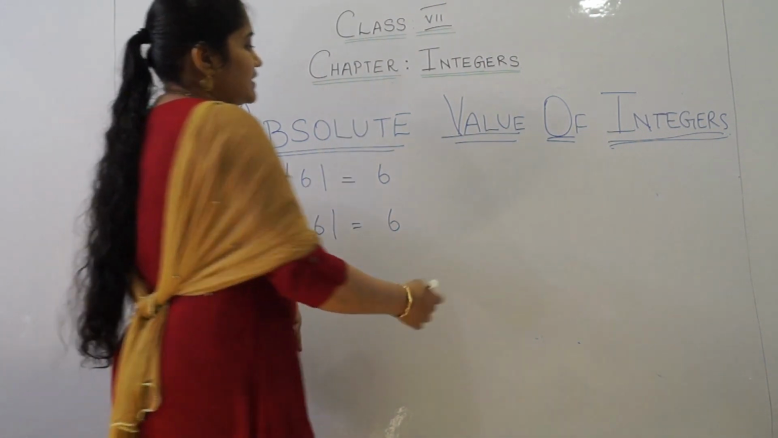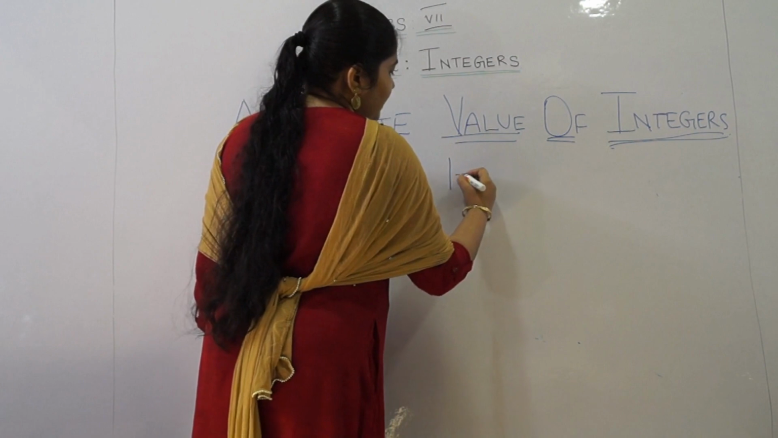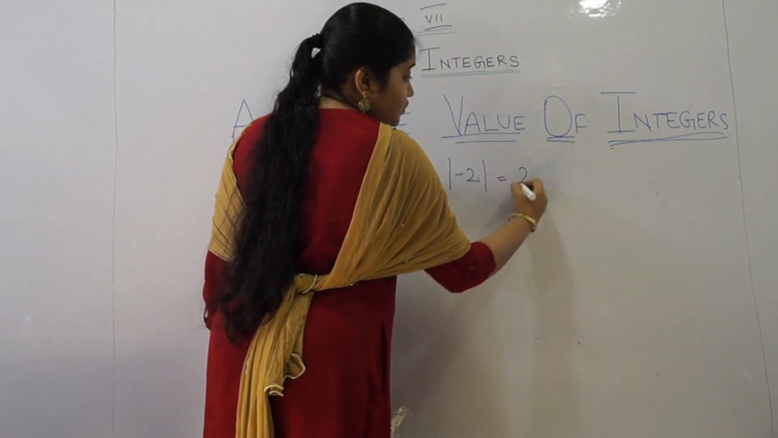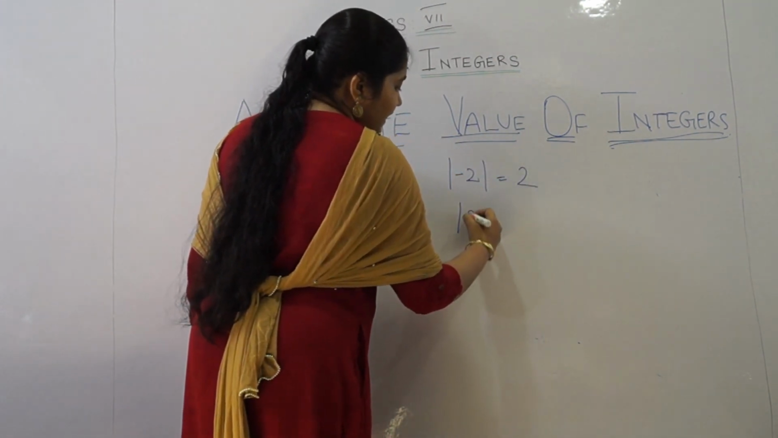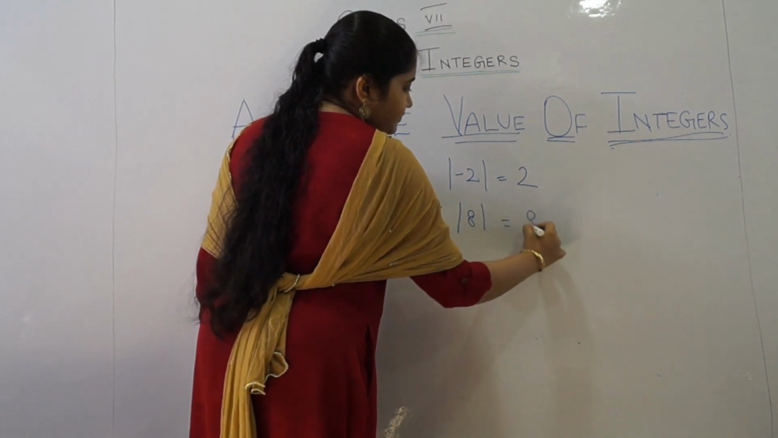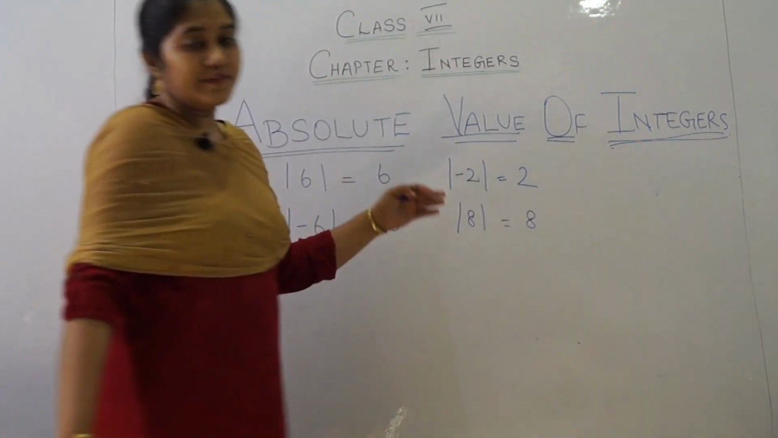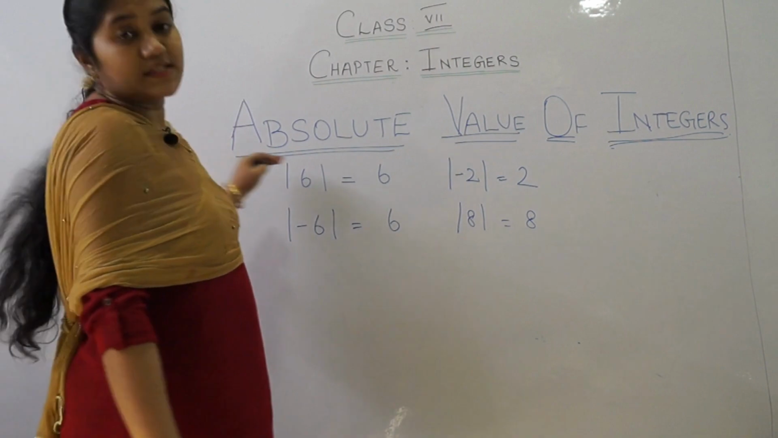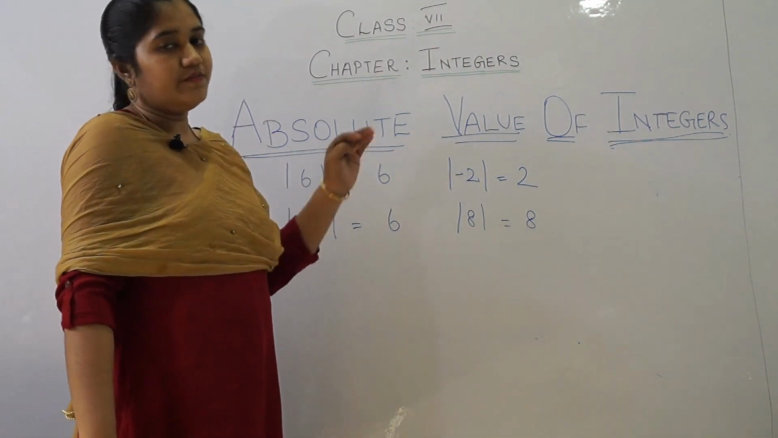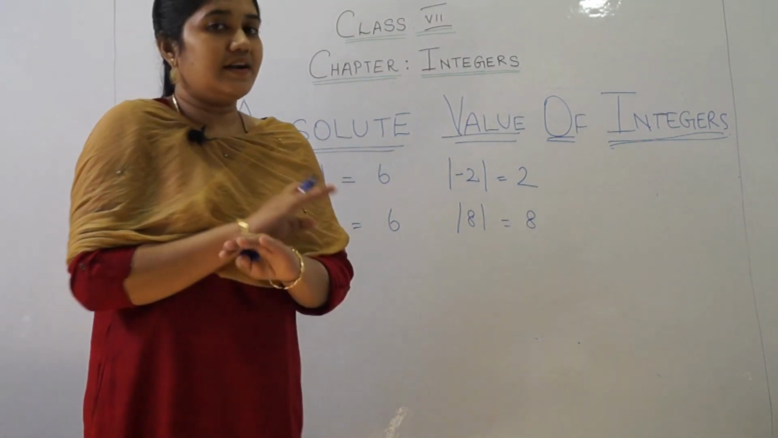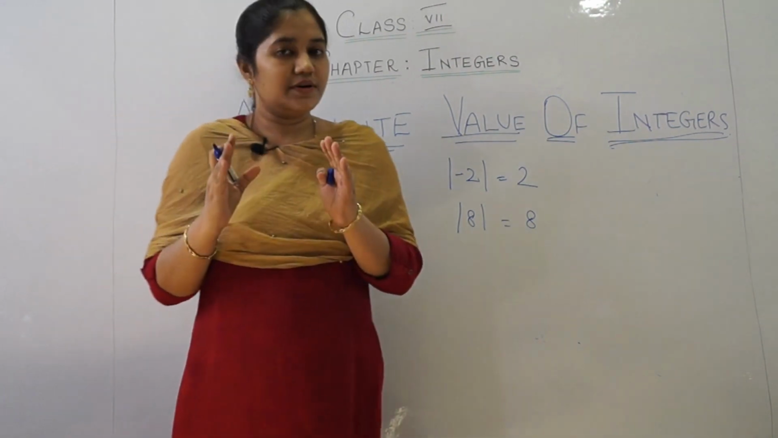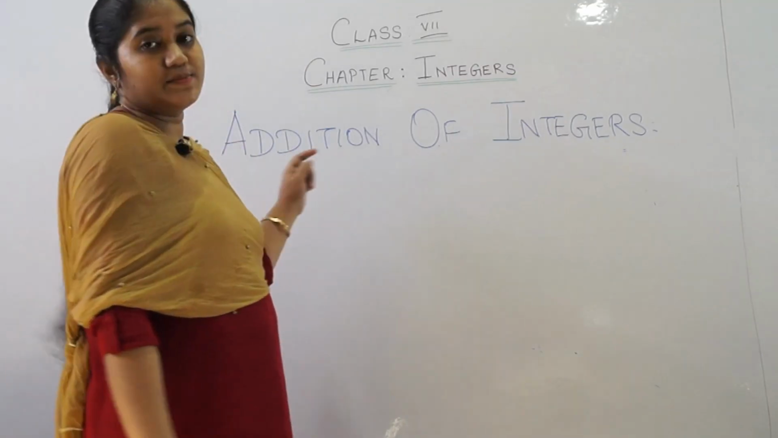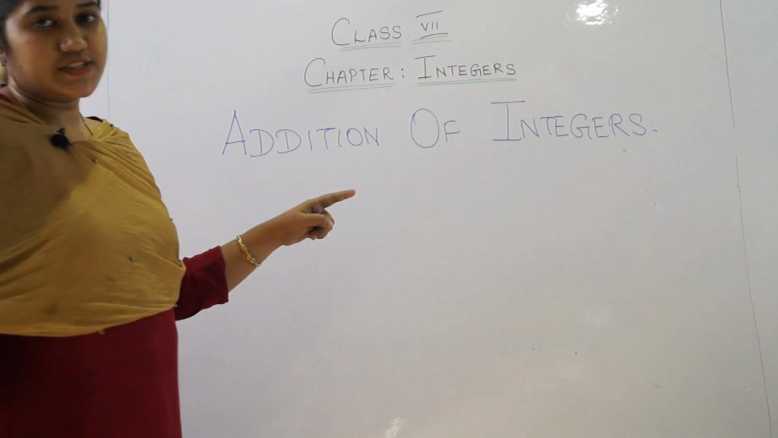So similarly, we can see a lot of examples. Absolute value of minus 2 is just 2. Absolute value of 8 is 8. So we can see a lot of examples like this. Okay, so this is known as the absolute value of integers, where the signs are ignored and only the number is taken into account. The next concept is addition of integers.